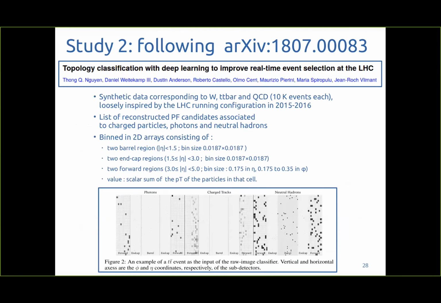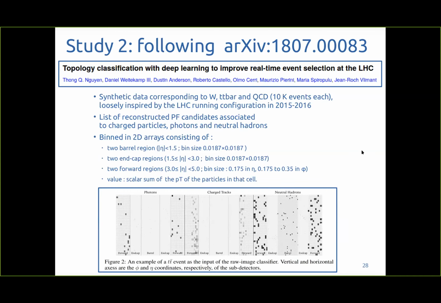Finally, in the last study, we tried to do something similar on a dataset which was more complicated and more finely grained. Here, the signal is W or t-tbar, and the background is QCD. For each simulated event, there are 800 candidates which are associated either to charged particles, photons, or hadrons. And then they are put into the corresponding histograms. For each of the particle types, you have 5 subdetectors. So here for photons, charged tracks in the middle, and on the right the neutral hadrons.